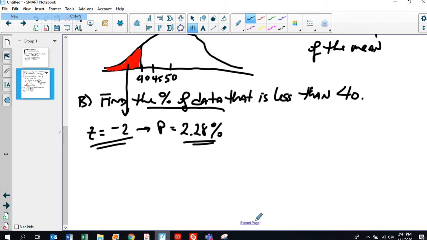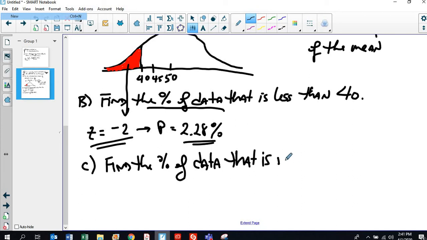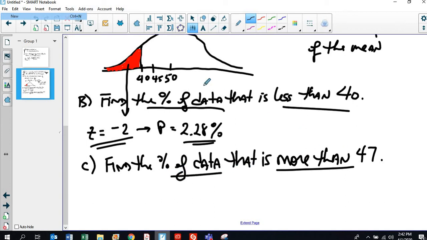So let's go to part C for the same problem. Part C, find the percentage of data that is more than 47. Again, our data point is based off this situation. I'm looking at a number here, 47, but where do I want to go? Where am I looking? I'm looking to this side of the data now. I'm looking to the right of the data.